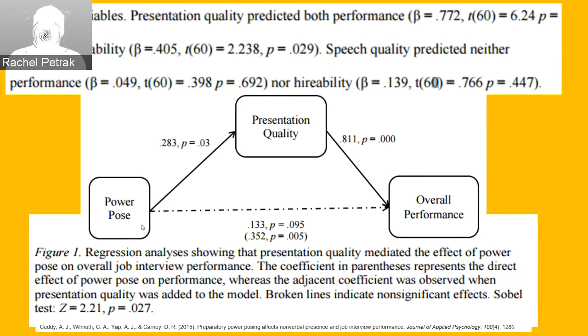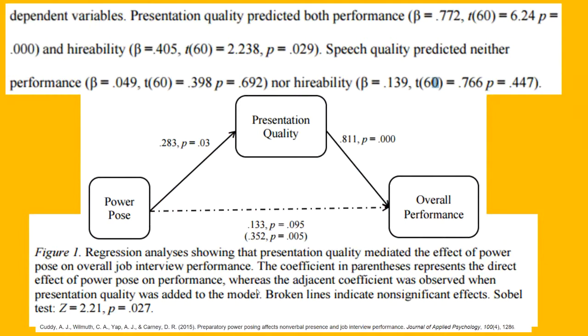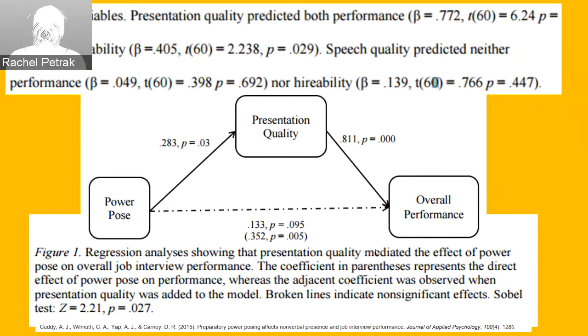And so this gives us a nuanced understanding of the whole variable relationship. So we started out just using power posing to predict overall performance. But they knew that wasn't enough. There's another variable in there. And they found that when they looked at presentation quality, that accounted for this relationship. That the effect of power posing works through presentation quality. You see that? We call that mediating the effect.